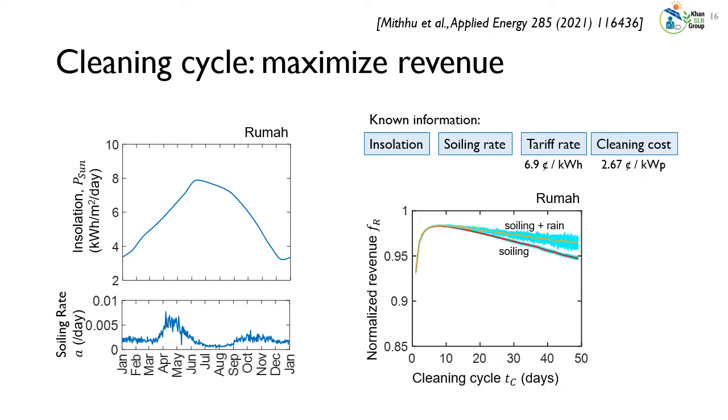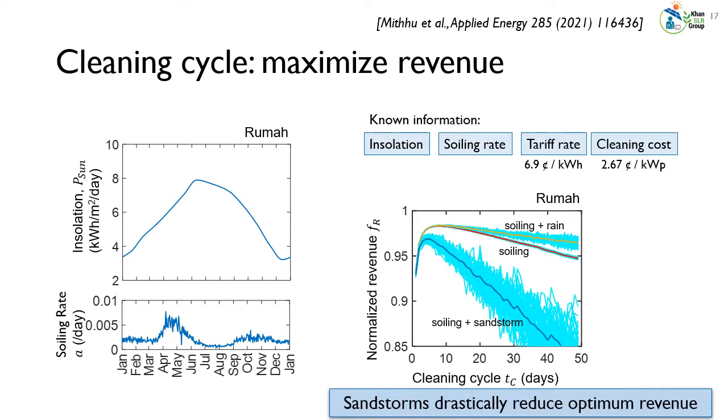Of course, if you have rain, things are better. Your losses don't accumulate as fast. And if you have sandstorms, things are really bad. If you wait too long, the output is going to degrade very, very quickly. Even if you optimize your cycle, it's worse than not having sandstorms.